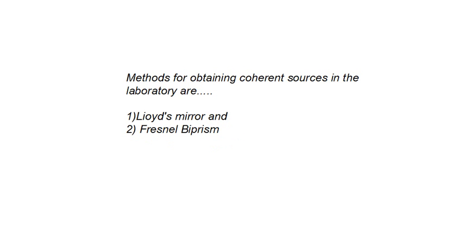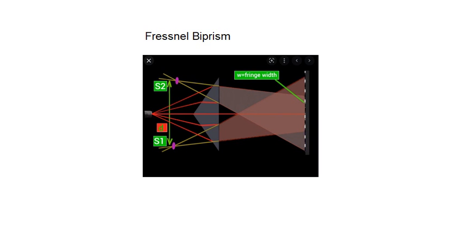What is Fresnel biprism? Bi means two. Biprism is actually the combination of two prisms. They are joined at the base, two thin prisms having very small refracting angle. They are joined at the base to form a biprism. Or biprism is actually an obtuse angle prism.